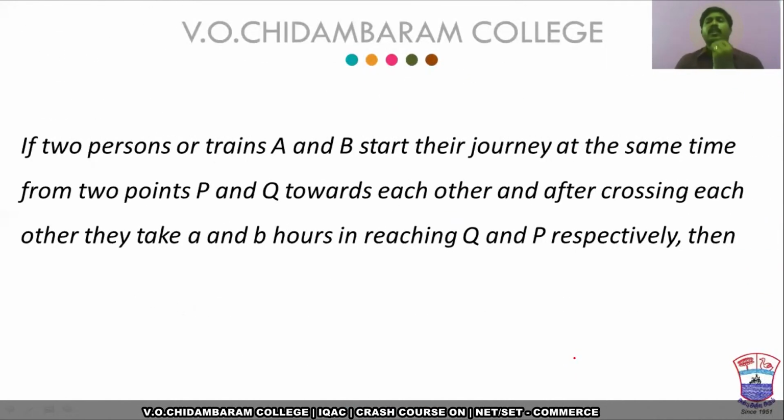Similarly, we can say that two persons or trains, whatever you may consider, A and B start their journey at the same time from two points P and Q towards each other. As in the previous problem, A from Thoothukudi starts his journey towards Tirunelveli. B starts from Tirunelveli towards Thoothukudi. After crossing each other, they take A and B hours in reaching Q and P. Then their speed ratio will be root of B by root of A. It's a fixed formula, so you can make use of it.